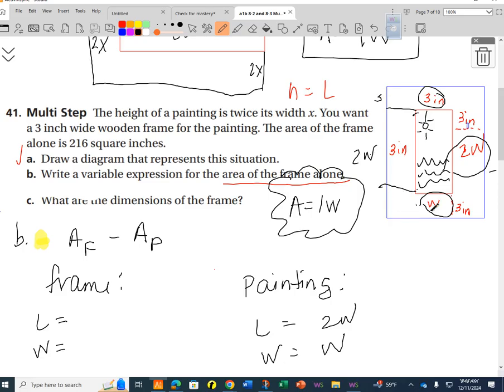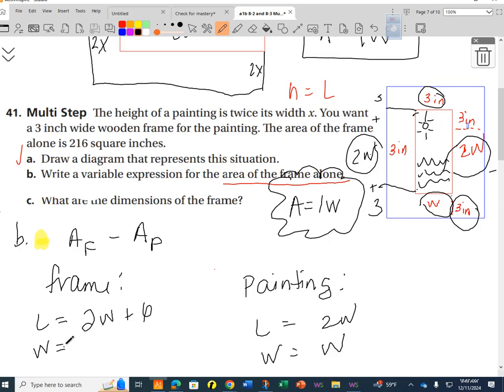What is the length of this part? We said all the way around. How wide is it, Tishan? 3 inches, right? So the height would be the 2W plus 3 here and plus 3 here. So it's 2W plus 6. Does that make sense? Ari, does that make sense? Andy, does that make sense?